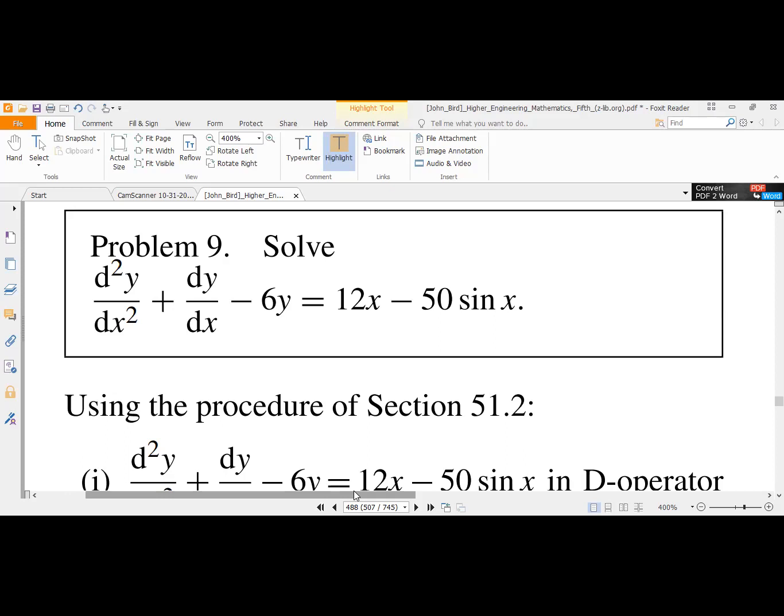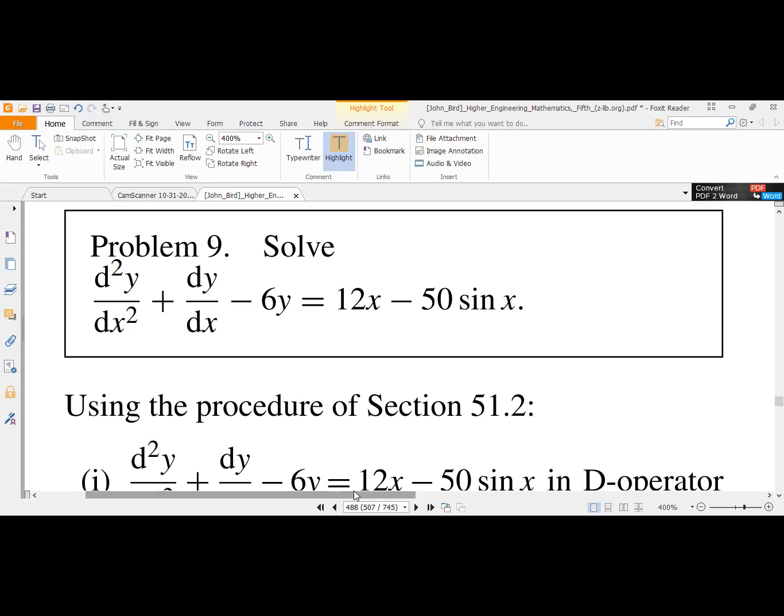So let's proceed. Problem number 9. Let's solve this. We have to solve this problem. Looking at this one now, you see that this is the combination of polynomial and trigonometric. Look at f of x very well. F of x is the combination of 12x... You know, the polynomial here is the polynomial of order 1. Do you agree? Yes, sir.